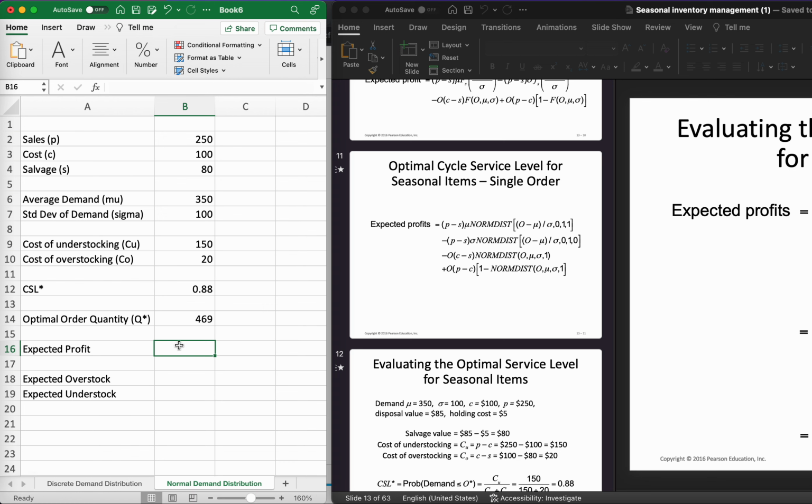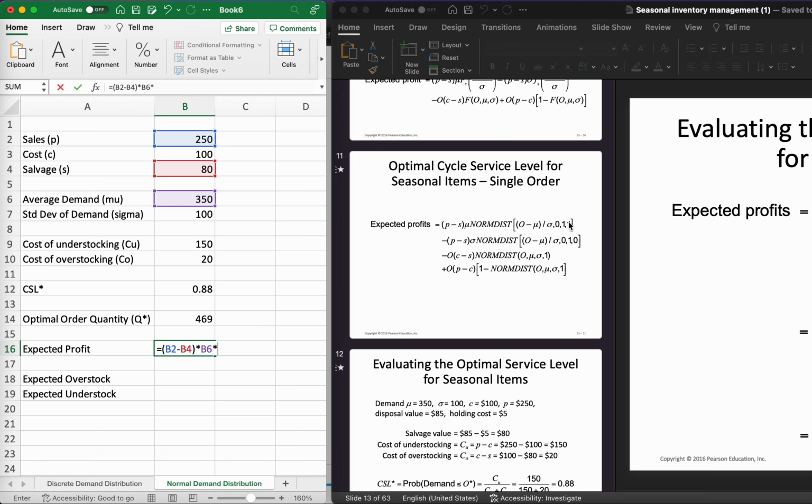So it's P minus S, right, times mu. So mu is the average demand, right? Times. Now here they say NORM.DIST and they do ones and zeros and all of that. So this is the standard normal distribution, right? So this 0 means that the average value is 0, standard deviation 1. And the final one means that this is cumulative. So we are looking at the cumulative distribution.